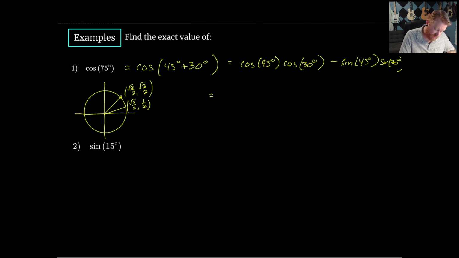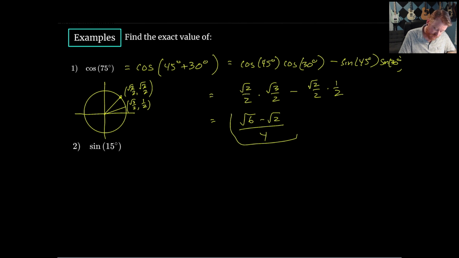I know that the cosine of 45 degrees is square root of 2 over 2. I know that the cosine of 30 degrees is square root of 3 over 2. And I want to subtract the sine of 45 degrees, which is square root of 2 over 2, and the sine of 30 degrees, which is 1/2. And here we will get square root of 6 minus the square root of 2 all over 4.